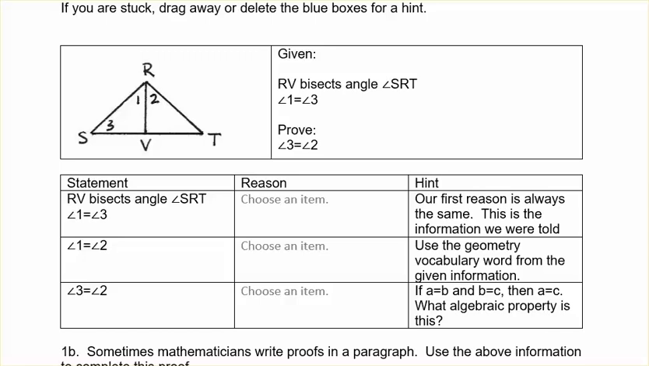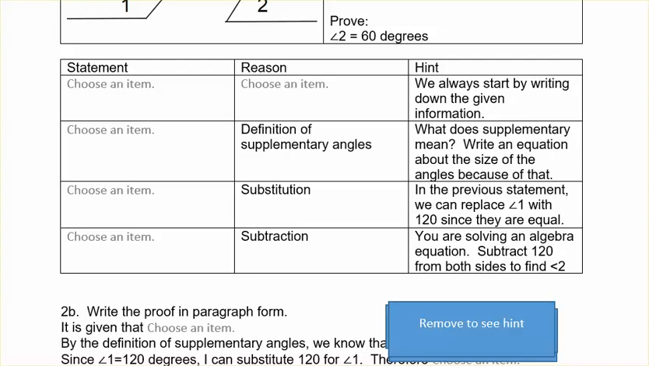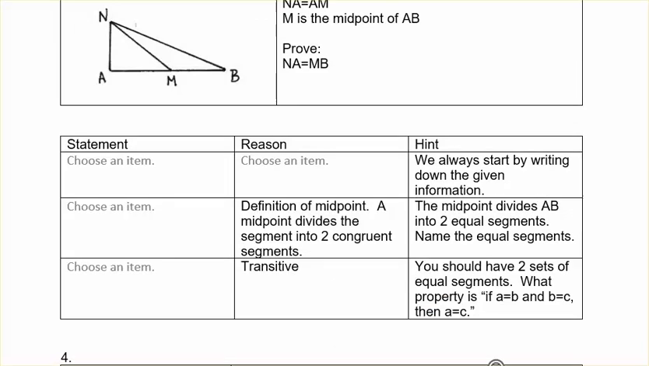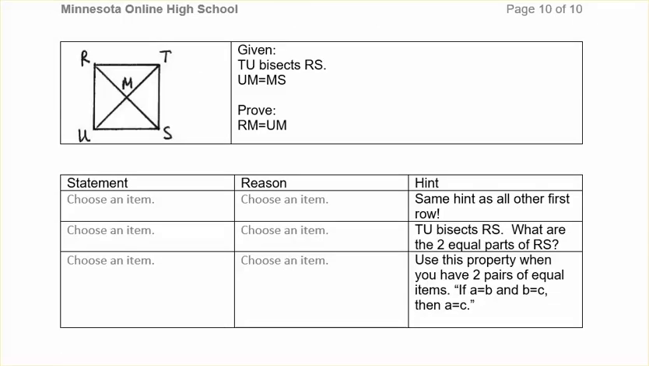Okay, these are our hints for number 1. I'm going to do the same thing for number 2. So again, those are the hints for number 2. Try to go through and not use them until you need them. Hints shown for number 3. And finally, our hints for number 4.